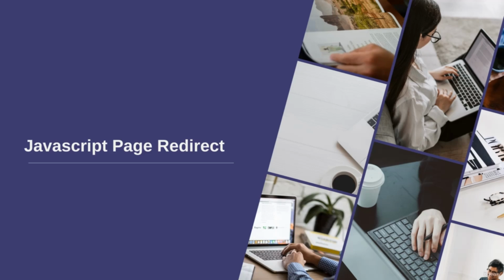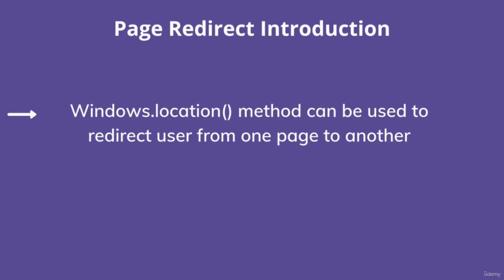As we know, a website is nothing but a collection of interlinked web pages. So using a hyperlink, you can navigate from one page of a website to another. But if programmatically it is required, for example, as soon as you submit your form, you want to go to another page which will give you confirmation like your data has been saved.